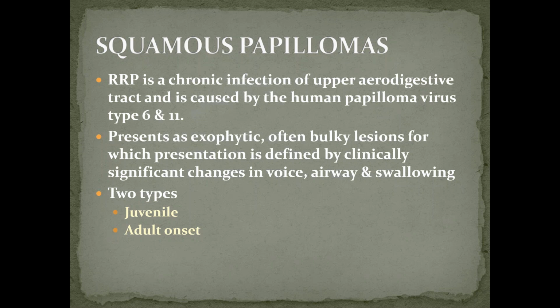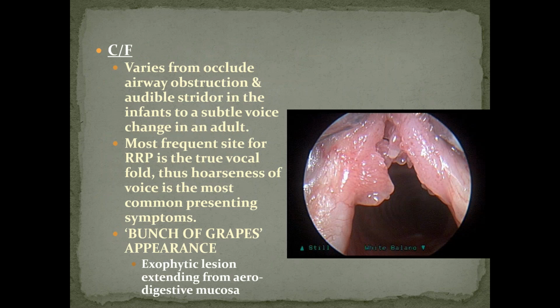It presents as an exophytic growth, often a bulky lesion, and it causes voice change, respiratory problems, and also swallowing difficulty. You can see this clear endoscopic picture. These are the free borders of the vocal cords. These are the papillomas; you can see multiple papillomas. Here is the anterior commissure region and also the anterior one third of the vocal cord. This is the commonest site. Vocal cords are the commonest site of origin of recurrent respiratory papillomas.